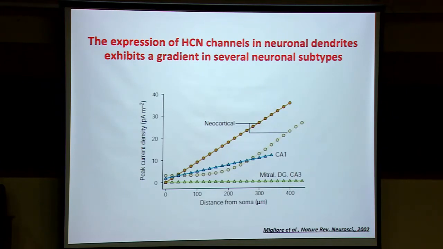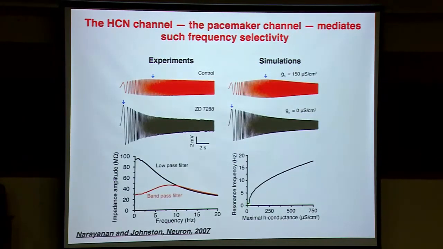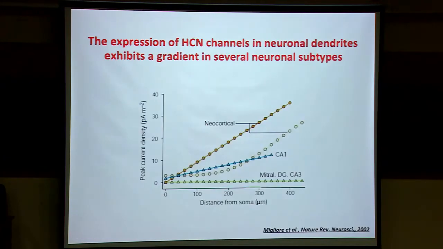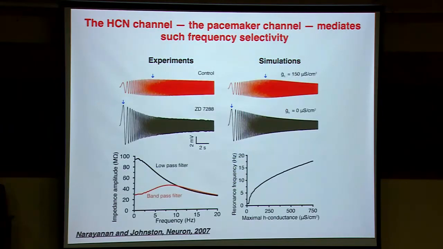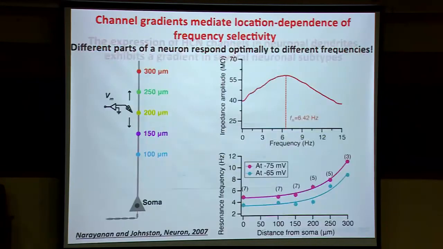So if I give you these two slides, you would obviously predict that there is a monotonically increasing function of resonance frequency versus the density of these channels, and as a function of distance, the density is monotonically increasing. So you would predict that as the distance from the cell body changes, the resonance frequency also increases. That's what you would predict, and that's what happens. If you experimentally test this by actually recording from these dendritic structures at different locations, you see that there is an increase in the resonance frequency.